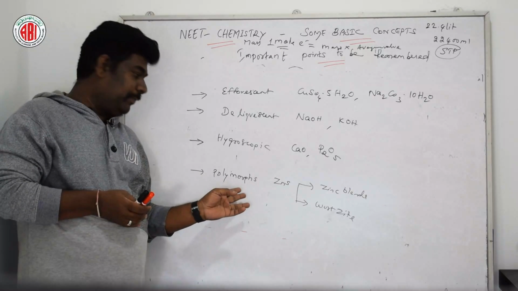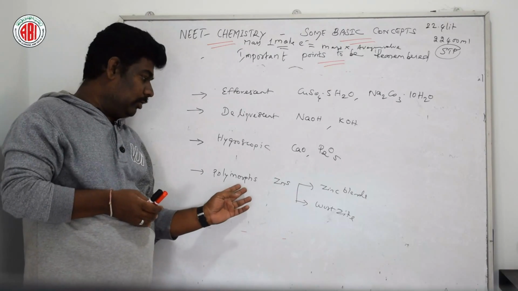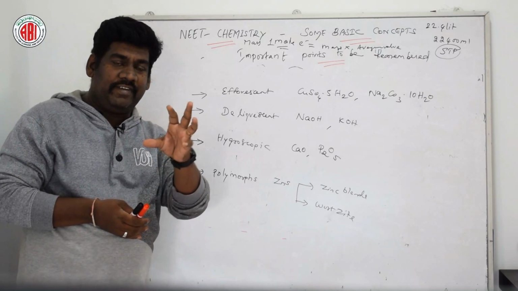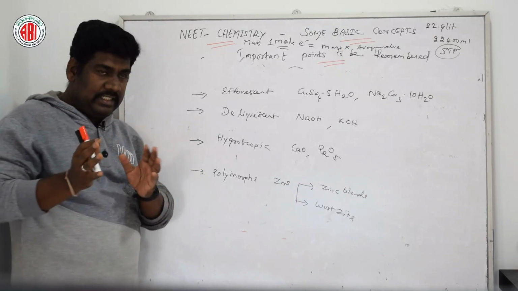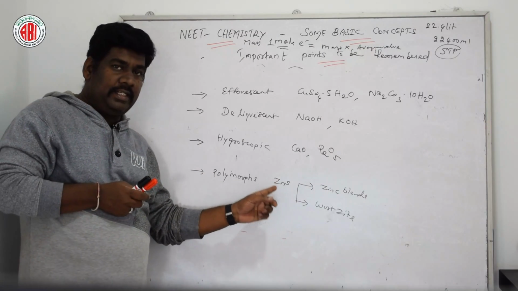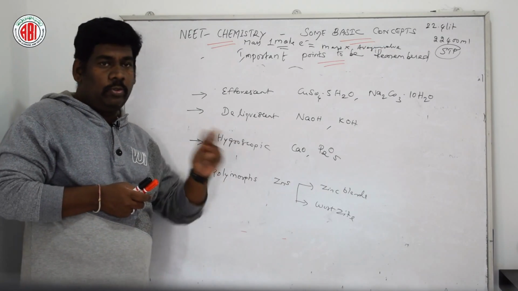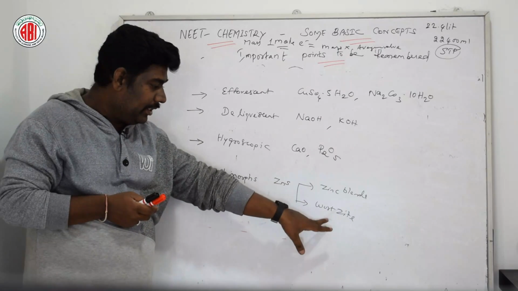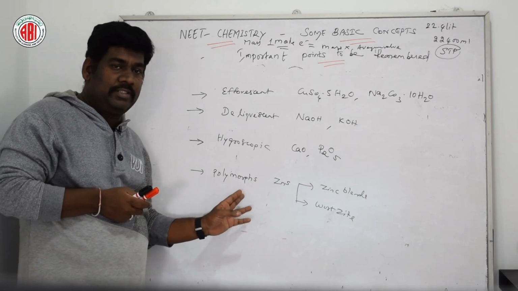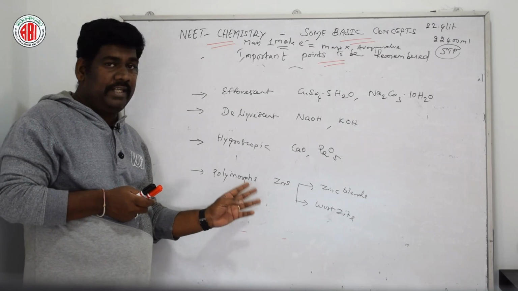When we are talking about polymorphs or polymorphism, this is the category of substances that can show different crystalline forms of a single substance or compound, like zinc sulfide, ZnS. They can show two different forms, zinc blende and wurtzite. So these are examples of polymorphs. This is also one of the terms we are discussing.